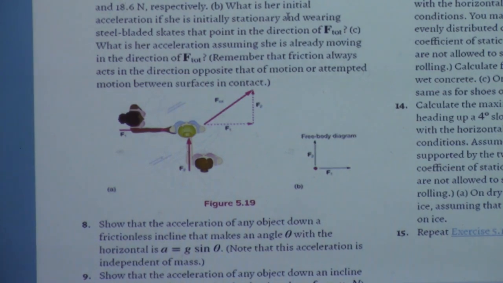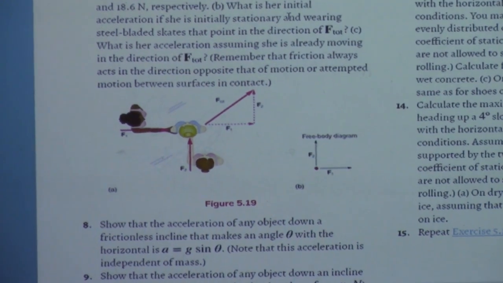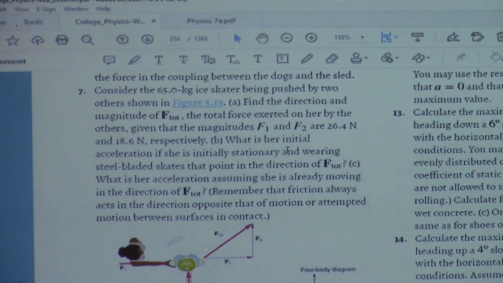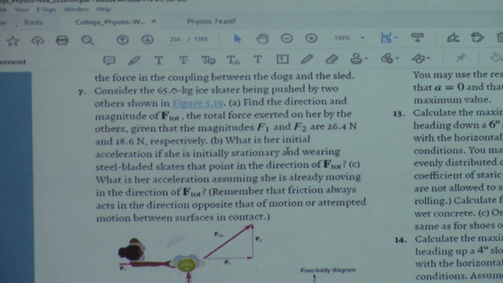Okay? Find the direction and the magnitude of the total force, or let me just say net force, because it's the combination of all the forces exerted on her by the others, given that the magnitude of F1 and F2 are each 26.4 and 18.6 respectively. All right. I would say at this point, this has nothing to do yet with the new information.